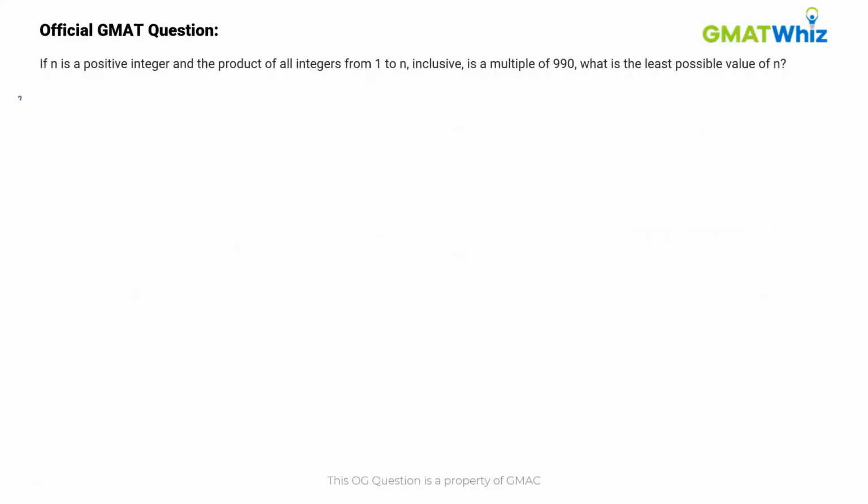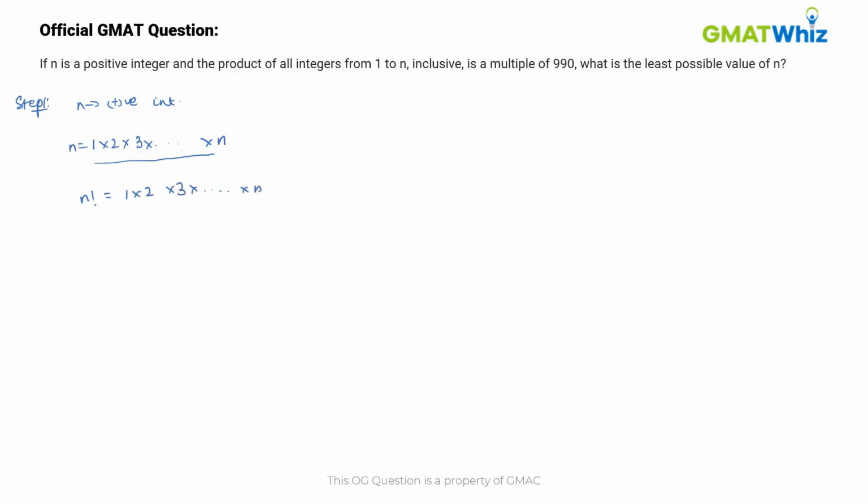In this question, we are given that n is a positive integer and it is the product of all integers from 1 to n. That means n is equal to 1 times 2 times 3 till n. Now if you can recall, this expression is the expansion of a factorial of a number. So n factorial equals 1 times 2 times 3 and so on till n.